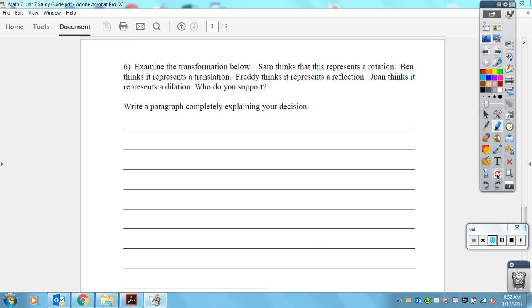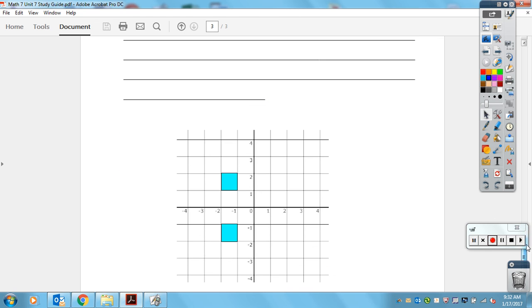So the question is, which of them is it? Is it a rotation? Is it a translation? Is it a reflection? Or is it a dilation? Or could it be more than one? Let's take a look at it and see what it shows.